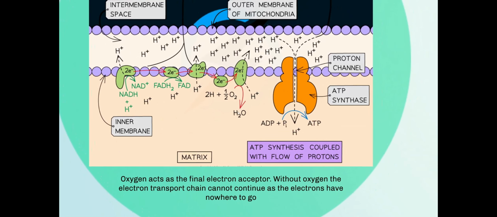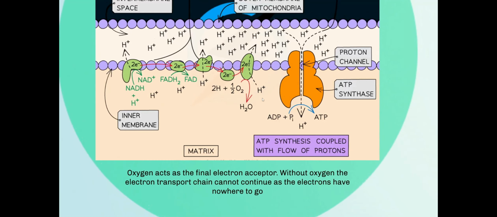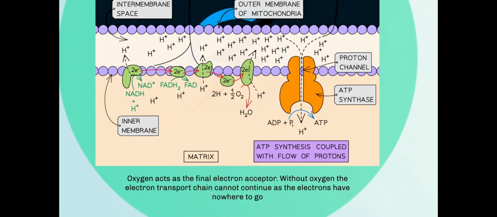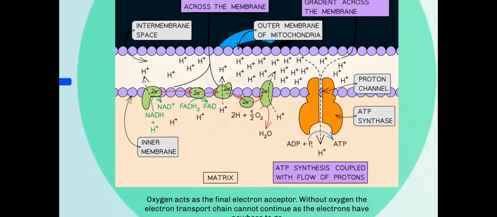Now, how to stop this reaction? There's always oxygen present here as a final electron acceptor. It accepts these protons and combines with them to form H2O. So always remember that oxygen is the final electron acceptor, and without oxygen, the electron transport chain cannot continue.